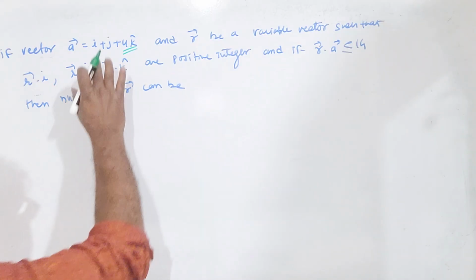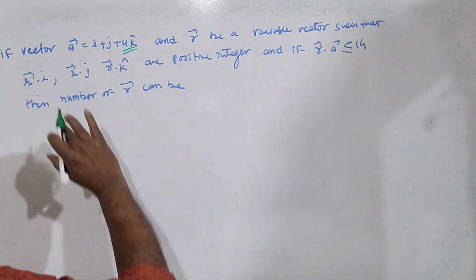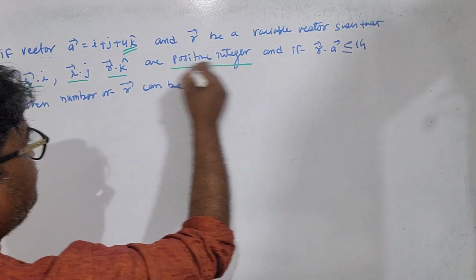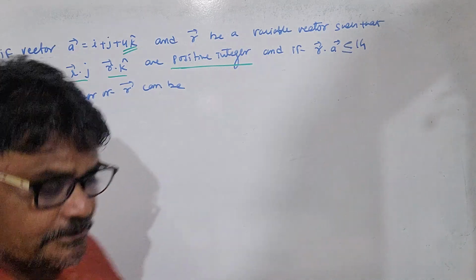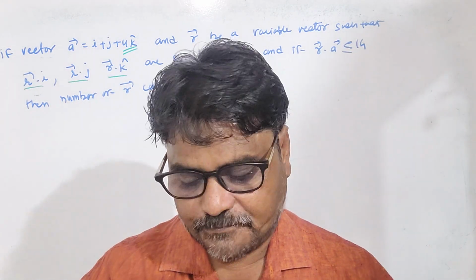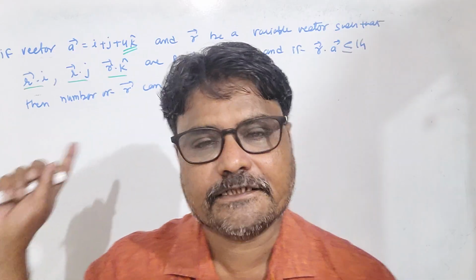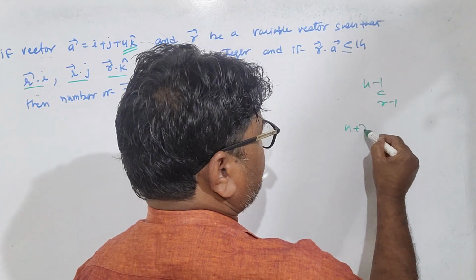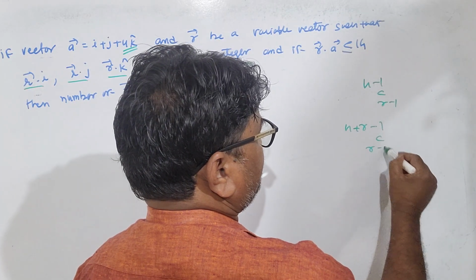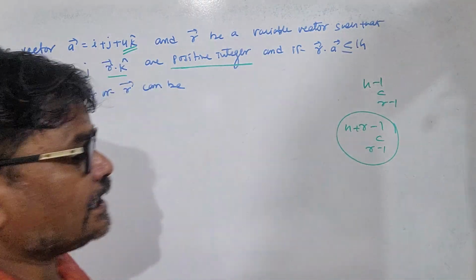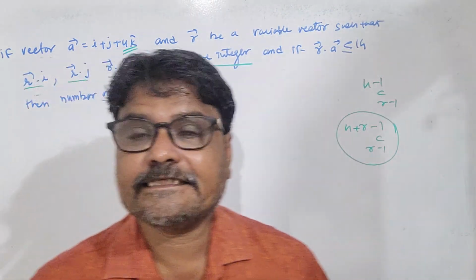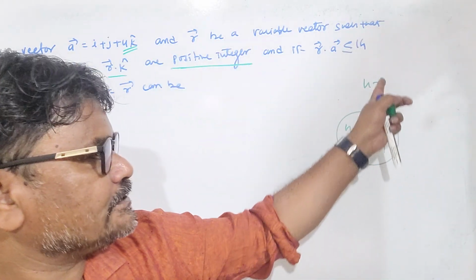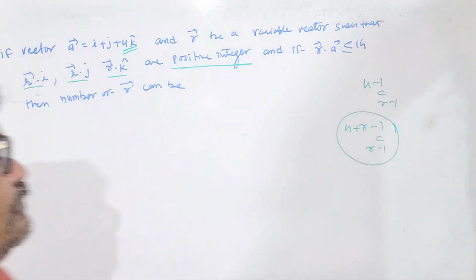But here A vector equal to i plus j plus 4k, and r be a variable vector such that r dot i, r dot j, r dot k are positive integers. So that shows that we have to find the positive integral solution of the equation which we will get from over here. Correct? So therefore we have to apply the formula n minus 1 C r minus 1. One more formula is there, n plus r minus 1 C r minus 1. This we will apply when they ask about non-negative integral solutions, but they are asking about the positive integral solution. Therefore we will use this n minus 1 C r minus 1 formula.